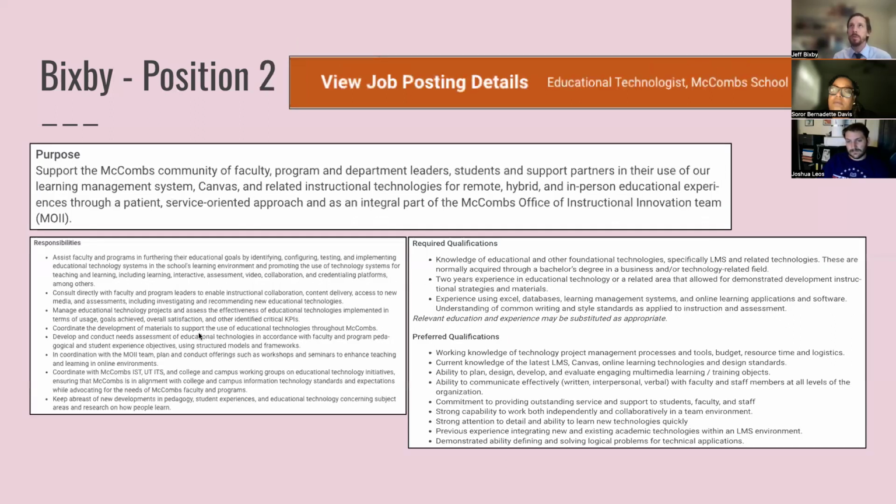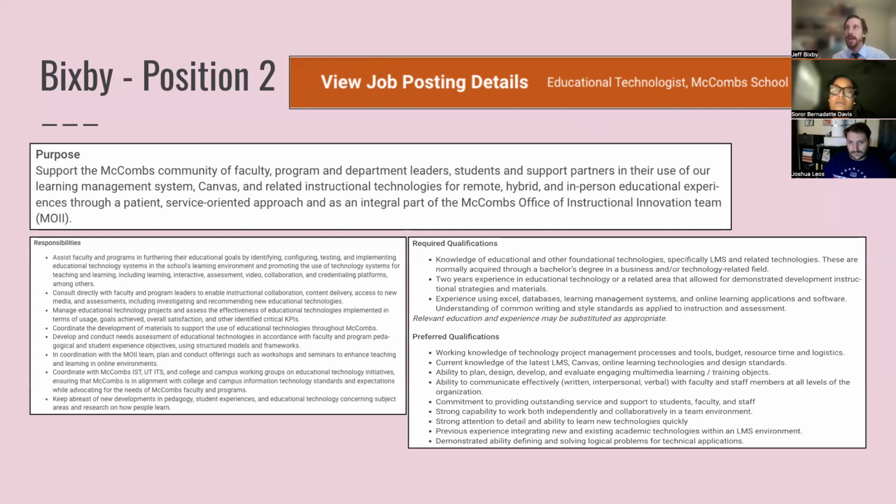So that's position one. Position two is an educational technologist at the McCombs School of Business. The purpose is to support the McCombs community. We're talking about faculty, program and department leaders, students, support partners. The community at McCombs is very large, right?